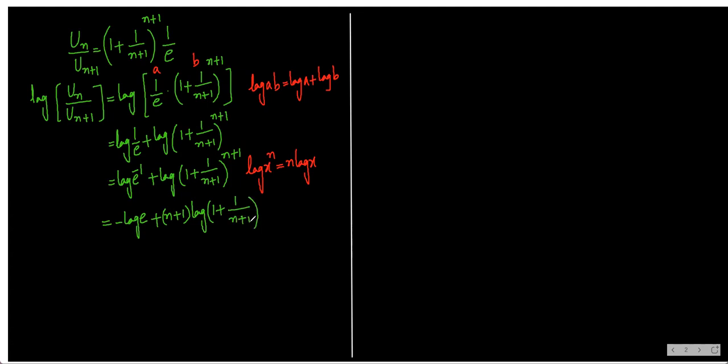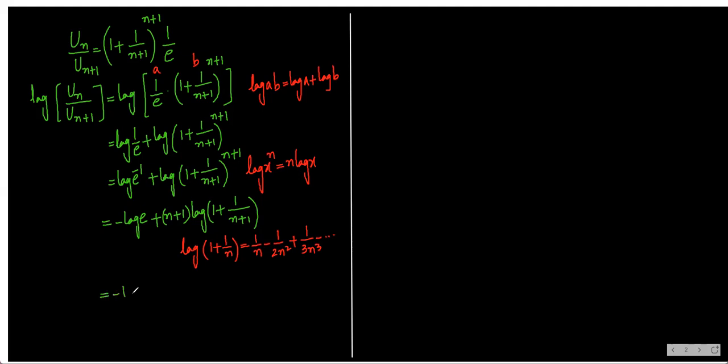Clear? Here you have to apply the expansion of the logarithmic formula that I am writing again. Log of (1 + 1/n) is equal to 1/n minus 1/(2n²) plus 1/(3n³) minus and so on. This formula we are using. In place of n we have n plus 1. That is the only difference here.